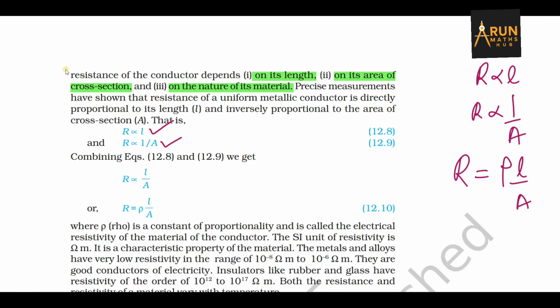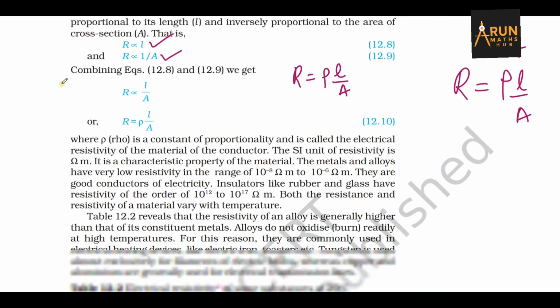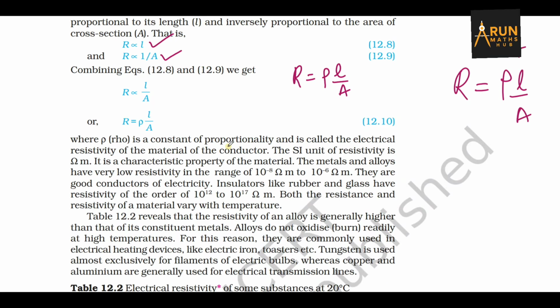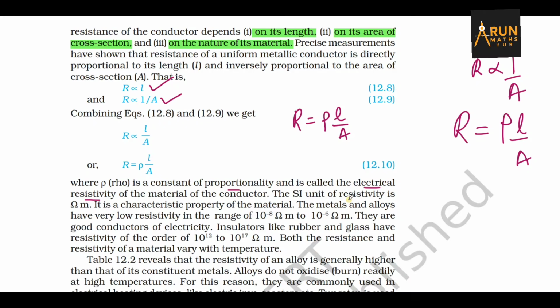So you can see the formula R equals what? Rho L by A. What is rho here? Rho is a constant of proportionality called electrical resistivity. The SI unit of resistivity is ohm meter. Very important unit. What is the SI unit of resistance? It is ohm. Resistivity is ohm meter.